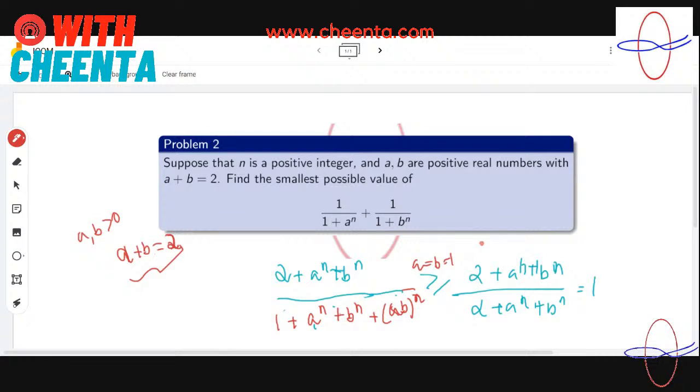Can you generalize this problem, guys? What if it was a plus b plus c, with c to the power n, and a plus b plus c is equal to 3, say? What could we have done? So solve this problem now. I generalize this problem to a plus b plus c equal to 3 and this expression with c to the power n. Think about this problem now.